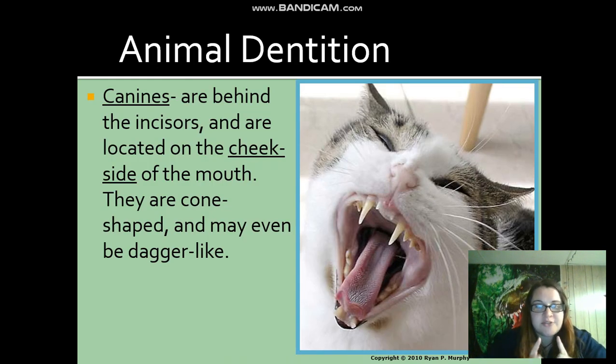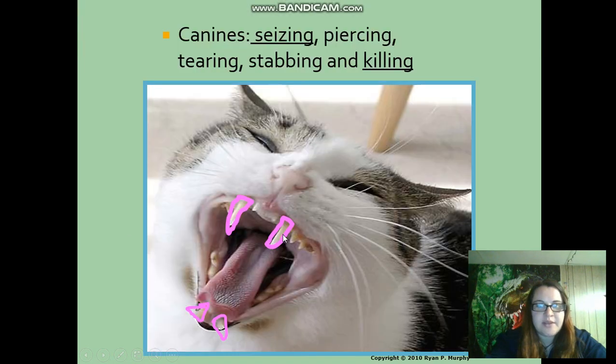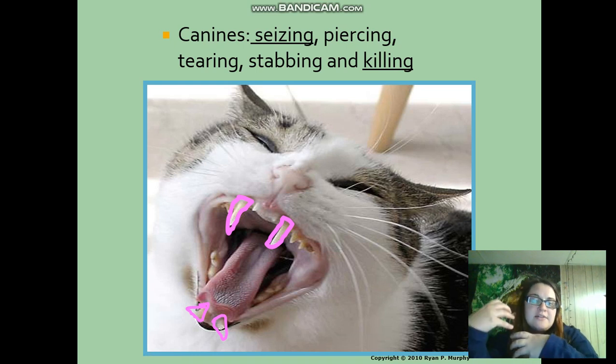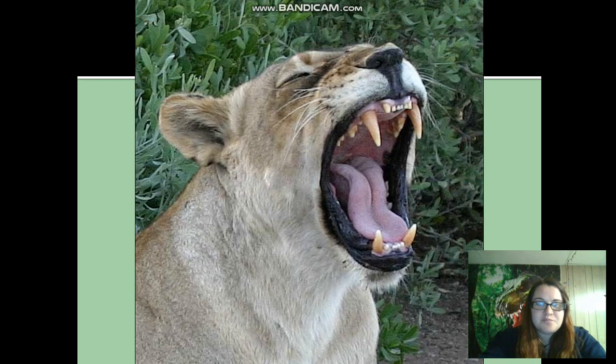Then after the incisors are canines. Here you can see a beautiful cat, and they're gigantic canines. They still have incisors, they're just a lot smaller, and you can see that they're really pointy. These are used to help them grab onto prey, pierce the throat, and help to kill the animal so that they could eat it.